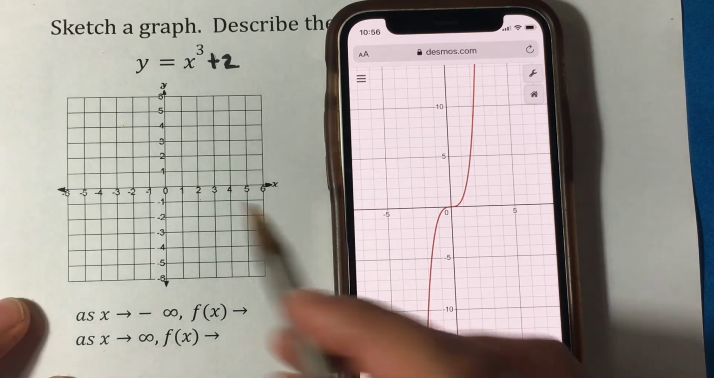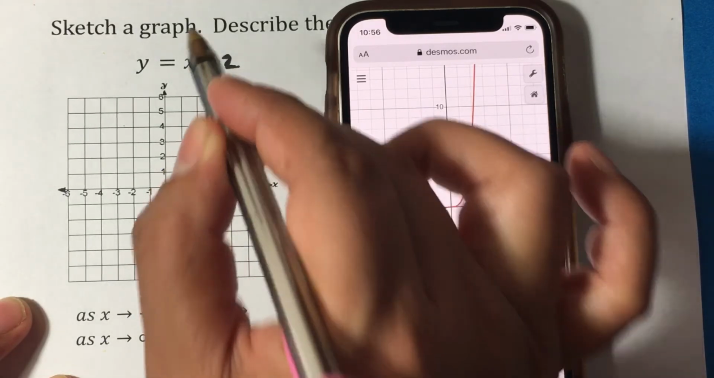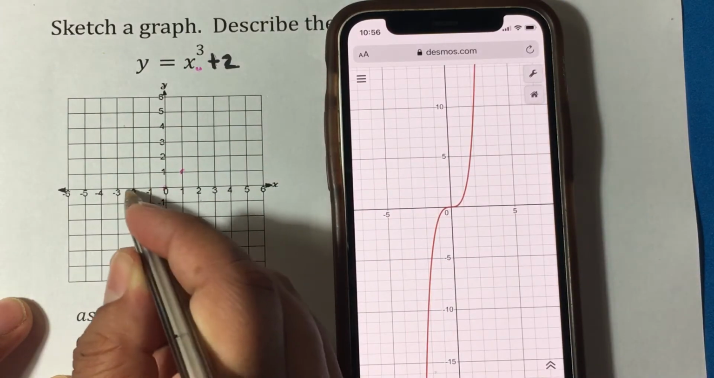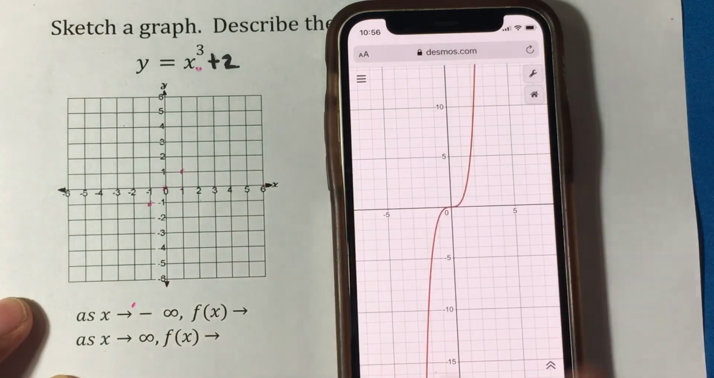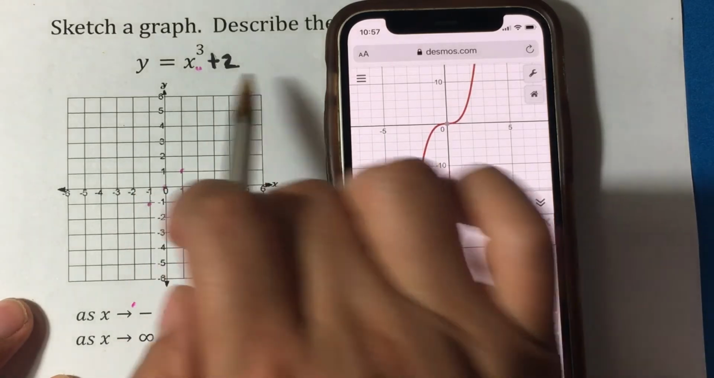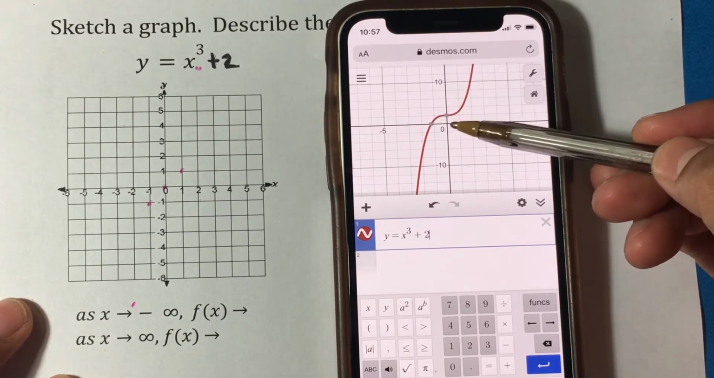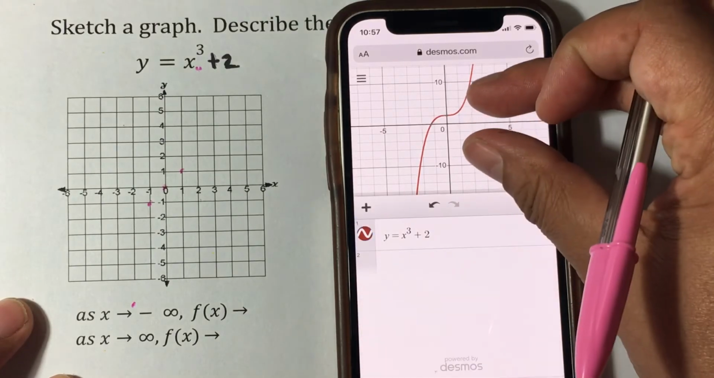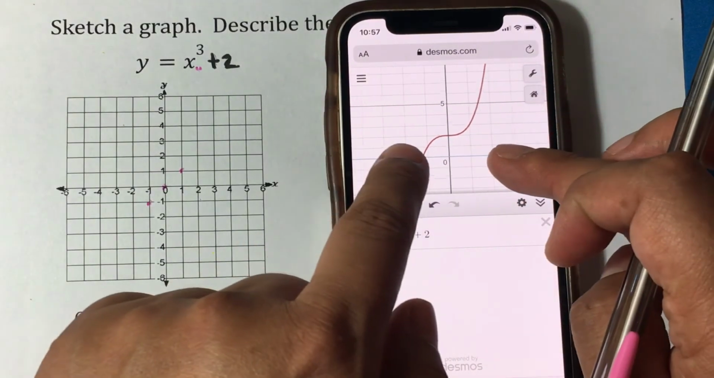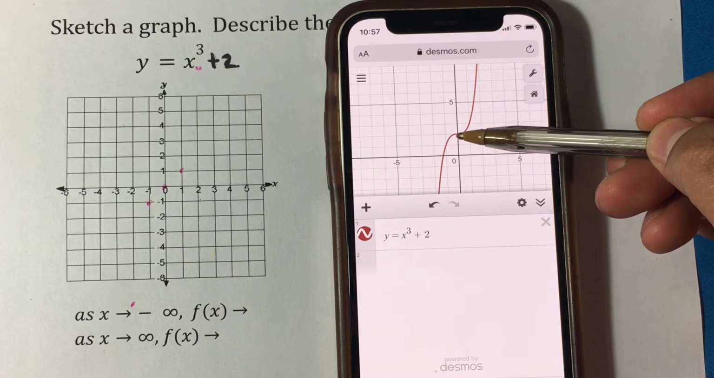That's if I had the mother graph. So 0, 0, 1, 1, and then 2 will be at 8 right there because I don't have enough squares. Negative 1, negative 1, and negative 2 is negative 8. So that will be my mother graph. However, in here it says plus 2. It just means that it's going to go up 2 spaces, okay? And again, it's not proportional. There. So it went 2 spaces up.